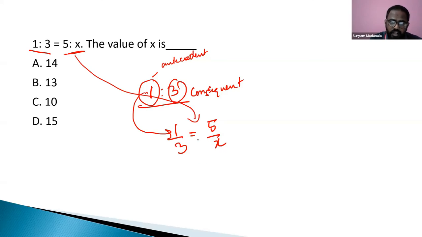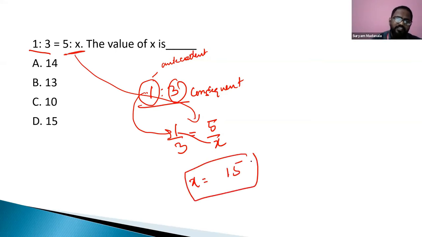So how do we solve? This x gets multiplied here, and then it becomes 15. And we have the value of x: 15, option D. Clear? Yes, very good. We cross multiply and we get our answer. Very good, Robert.